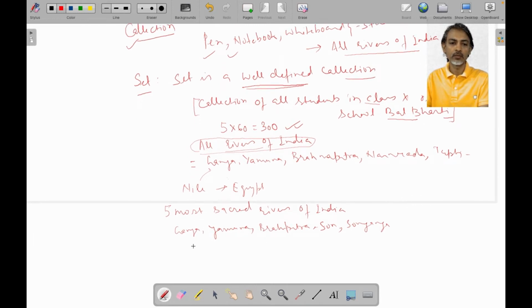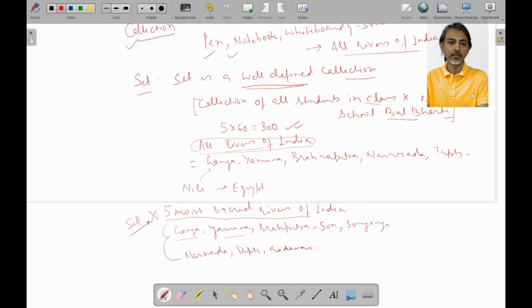If someone is from maybe South India, for them it could be Narmada, Tapti, Godavari and all these rivers, right? So if you look at this example, my 5 most sacred rivers will depend on perception to perception. Even in North India, there might be someone for whom Ganga might be more sacred, for someone Yamuna might be more sacred, right? So even persons from North India might arrive at a different kind of collection. So this collection is not well defined. So this is not going to be a set. I hope you understood what is a well-defined collection and what is a set, right?